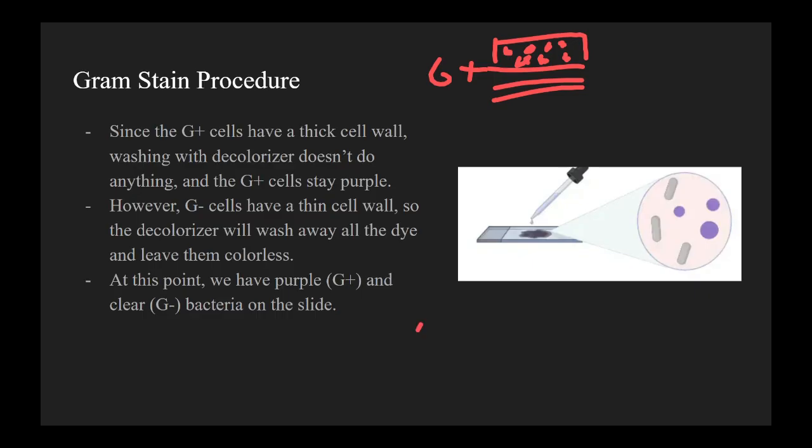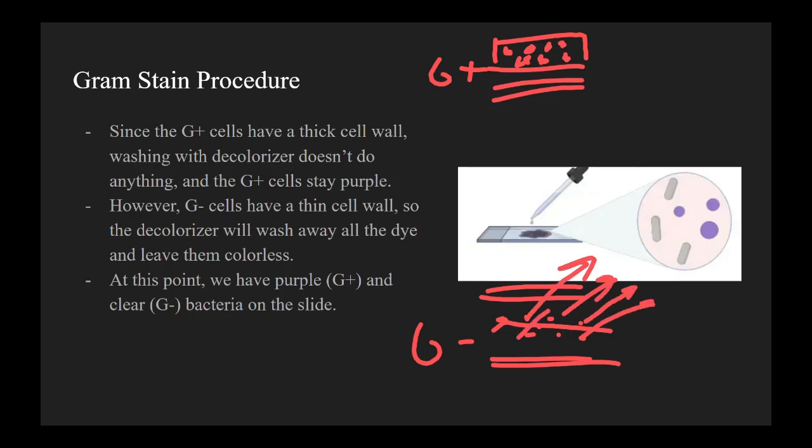Now the difference is that for gram-negative cells, we have a membrane, then we have a thin cell wall, and then we have another membrane. Since this cell wall is pretty thin, the crystal violet is going to bind here, here, and here. But when we add the decolorizer, there's not that much peptidoglycan to bind to, so these guys can just get washed away pretty easily, right?